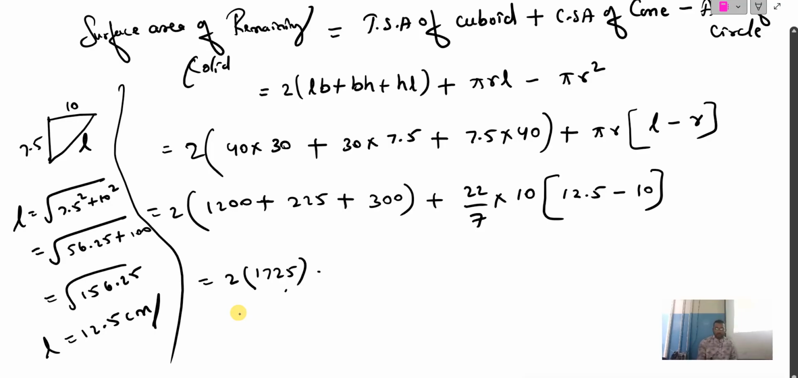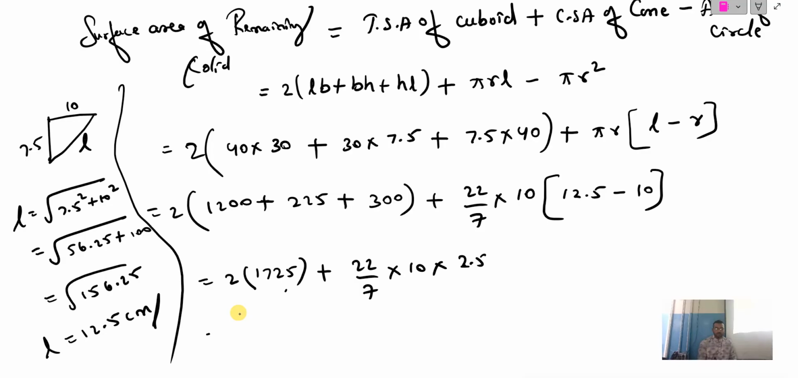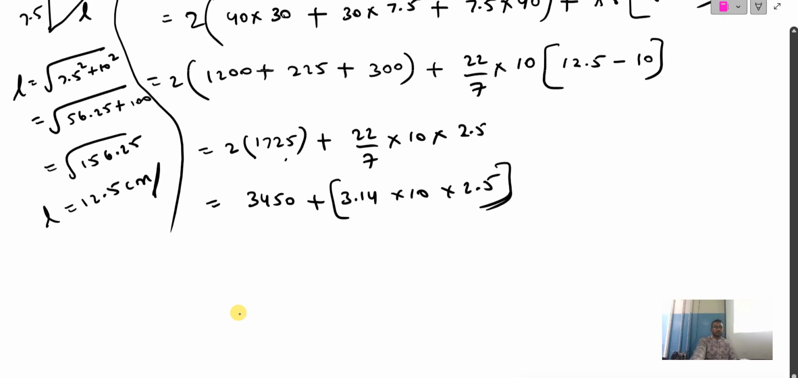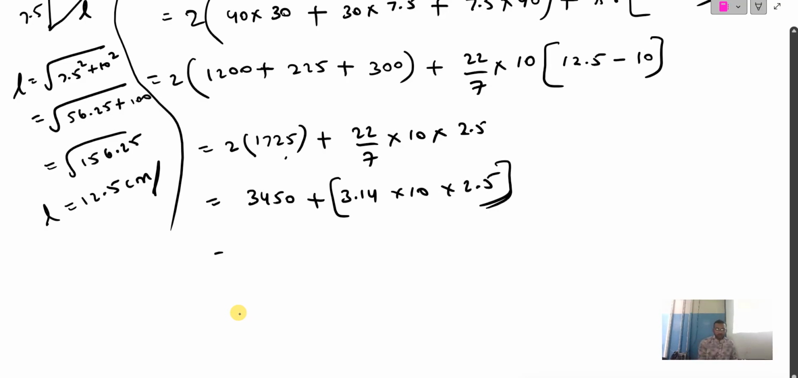How much? 3.14 into 10 into 2.5, that is 78.5. 3450 plus 78.5 is 3528.5. Approximately 3529 centimeter square. So this is the beauty of math. That is the surface area of solid. So the surface area of solid is 3529 centimeter square.